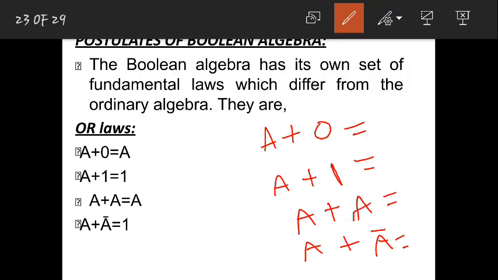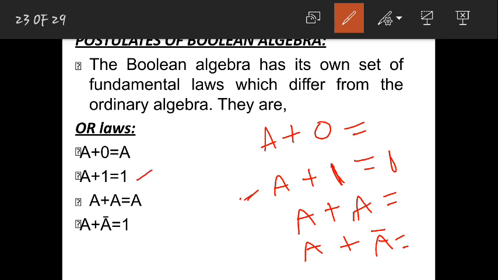This is A complement. To know that, first we'll go with this. We already know that 1 plus something in an OR gate is always equal to 1, else the result is 0. So out of these four laws, we can easily see that 1 plus something is always equal to 1, else the result will be 0. Is that fine? So this is fine.